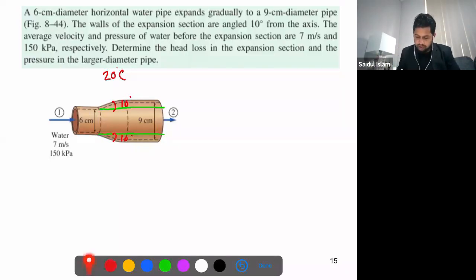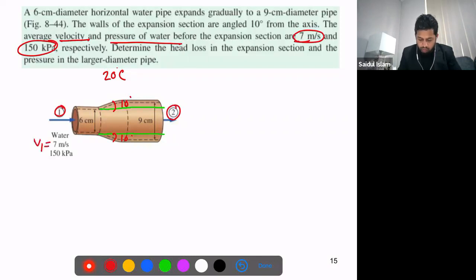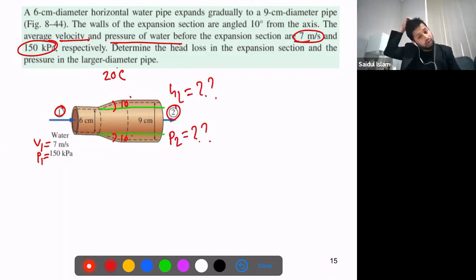The average velocity and the pressure of the water before we put the expansion section are 7.5 m/s and 150 kPa. So we can say this is velocity V1, this is pressure P1. Does that make sense? We don't know the velocity and the pressure after the expansion section. Determine the head loss in the expansion section and the pressure in the larger diameter. So we need the pressure here and we need the head loss here, and that we're going to calculate.